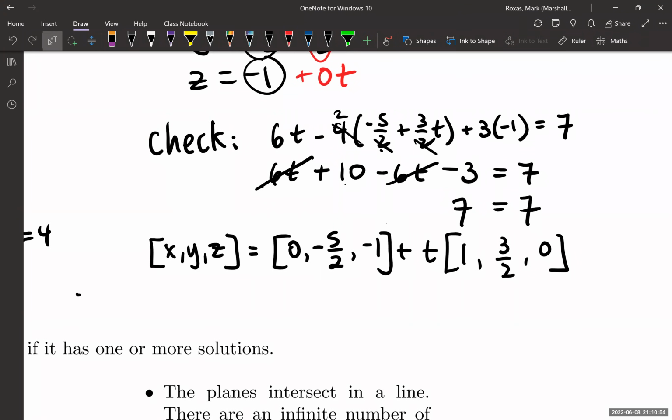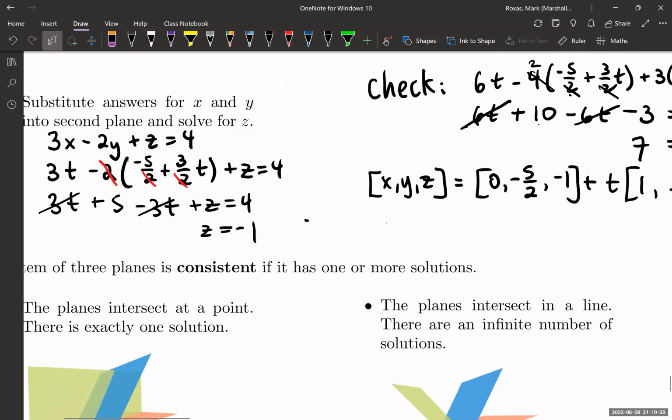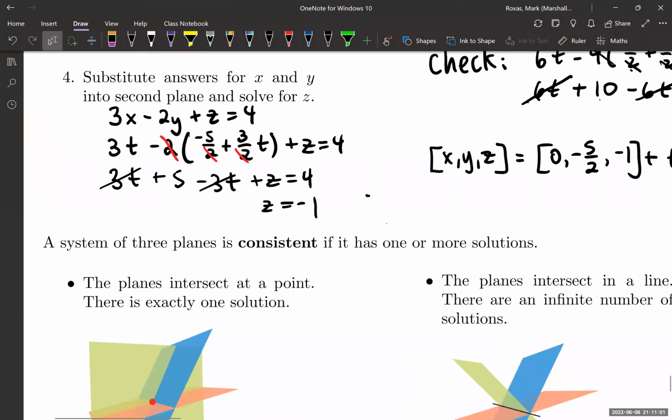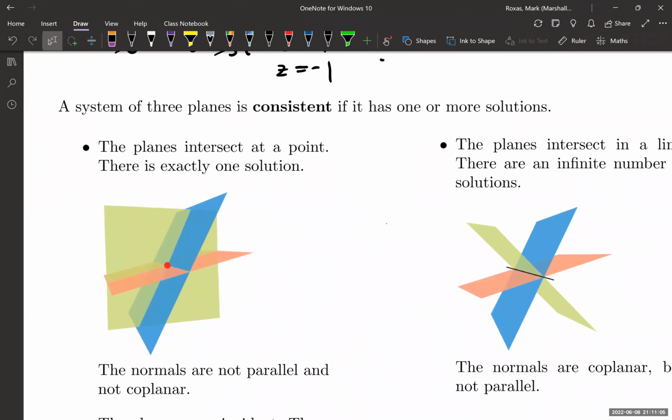Okay, let's move on to 3 planes. So in the textbook, you're only going to get a couple of practice problems with 2 planes. The majority of the problems are about 3 planes. So let's talk about consistency. The system of 3 planes is called consistent, so there's a new word, consistent, if it has 1 or more solutions.